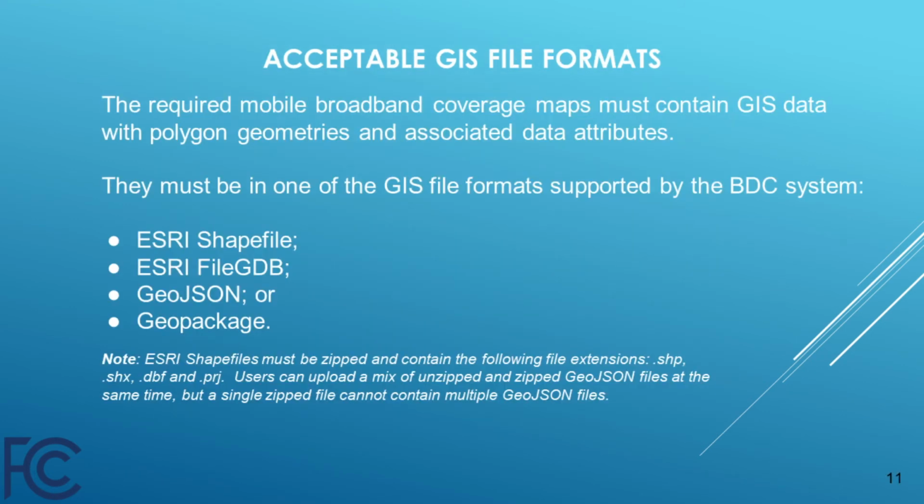The required mobile broadband coverage maps must contain GIS data with polygon geometries and associated data attributes. They must be in one of the GIS file formats supported by the BDC system, which are ESRI shapefile, ESRI file GDB, GeoJSON, or Geo package. The required fields and specifications for the data attributes for these GIS data files can be found in section 8.1 of the data specifications. All values are required.